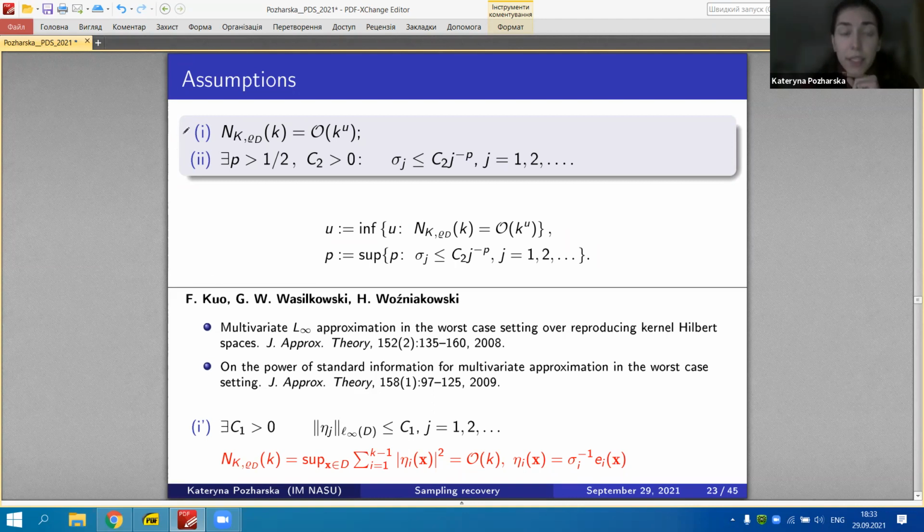But instead of condition one, they introduce condition one prime, boundedness of our system eta g. Surely if you have the boundedness here, then the spectral function N(k) behaves like k, and we have a partial case of condition one. So conditions one and two are more general.